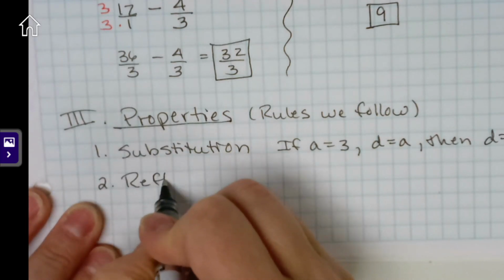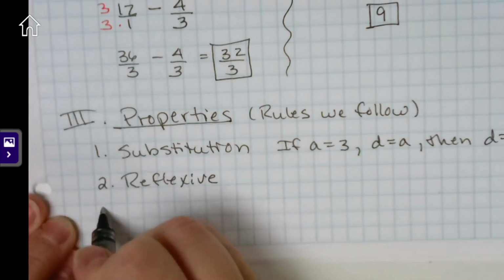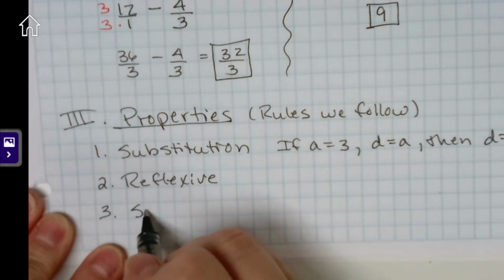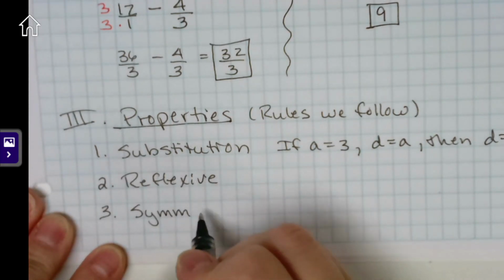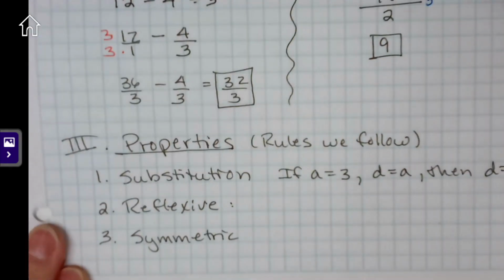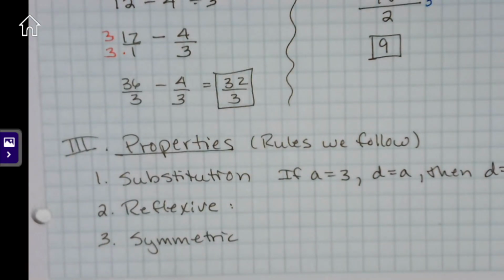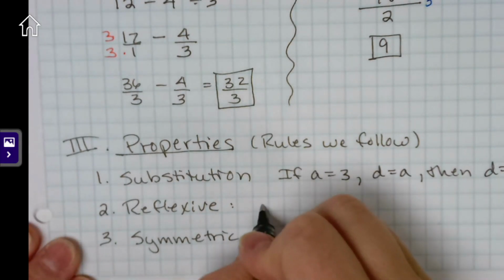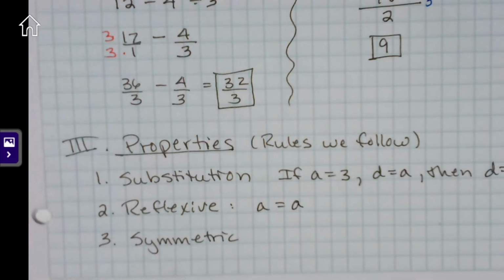All right, number 2, this is reflexive property. And I want you to write 3 down because these are oftentimes mixed up, reflexive and symmetric. Reflexive is like your reflection in a mirror. When you look in the mirror and you see yourself, you look exactly the same as you do in real life. Reflexive property says A always equals A. Something always equals itself, just like your reflection.